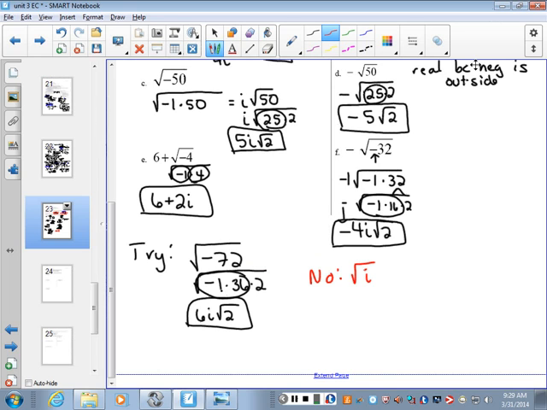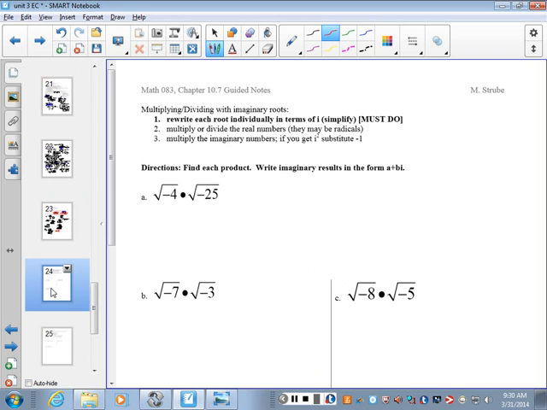So any questions? There's only one more topic that actually uses this idea of the square roots of the imaginary, and then we're into complex numbers, which, despite their name, are very easy.